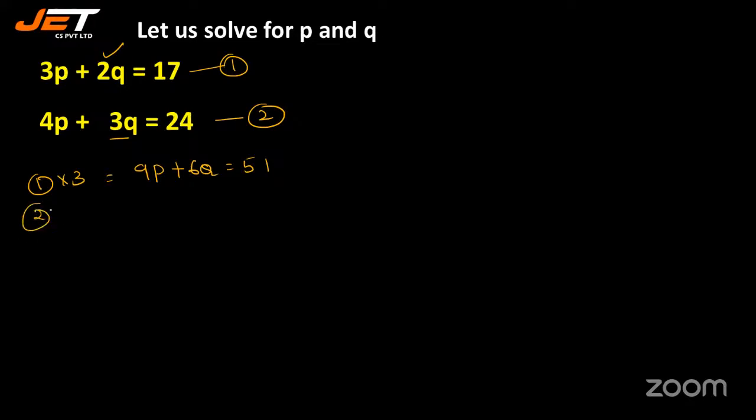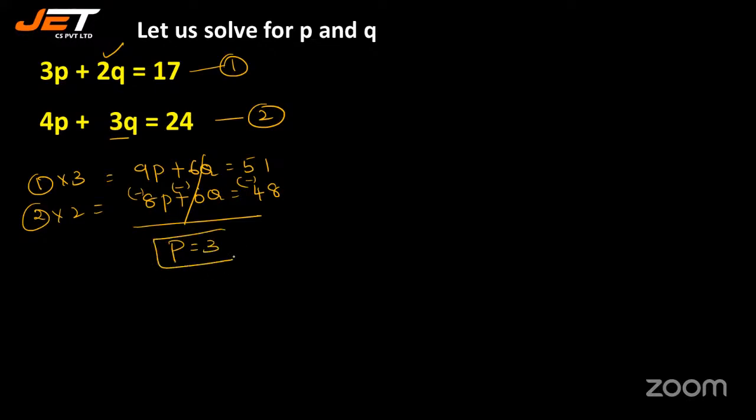Equation 2 into 2. 2 4s are 8p plus 2 3s are 6q is equal to 2 2s are 4, 2 4s are 8. So let us subtract. 9 minus 8 is p is equal to 11 minus 8 is 3. So the value of p becomes 3.